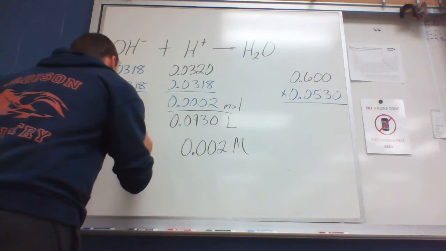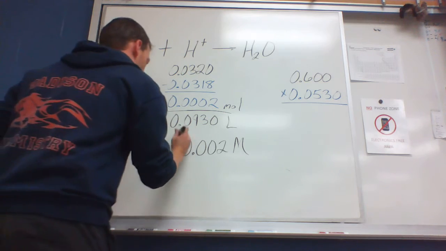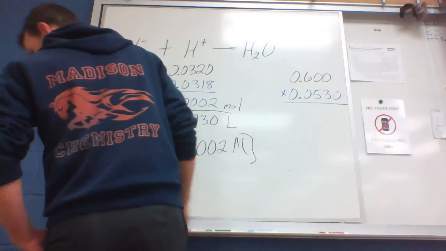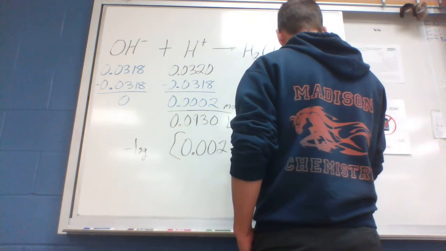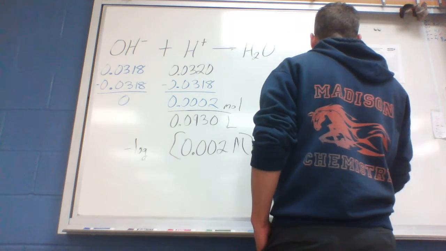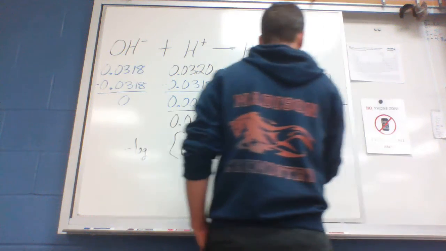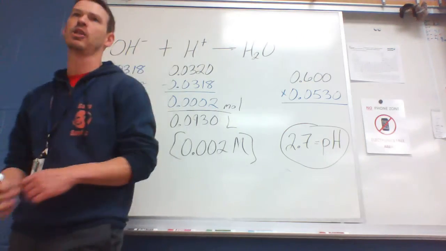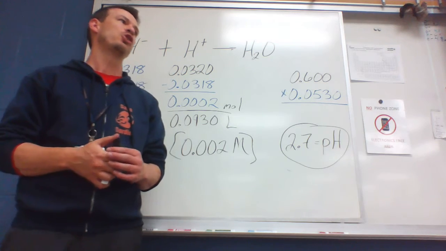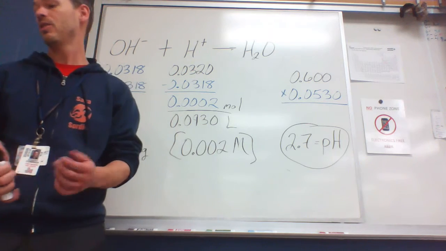So then we go negative log of that concentration, which is going to give me a pH of about 2.7. And if you look at our pHs, you'll notice that it's doing exactly what you expect it to do, because every addition is an addition of base. So every addition should be raising the pH.